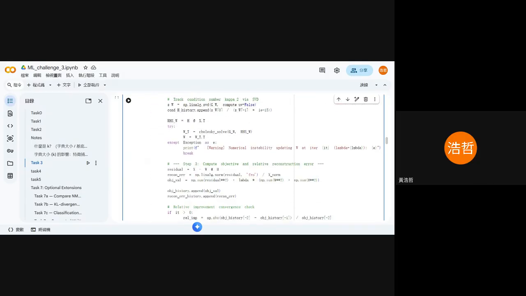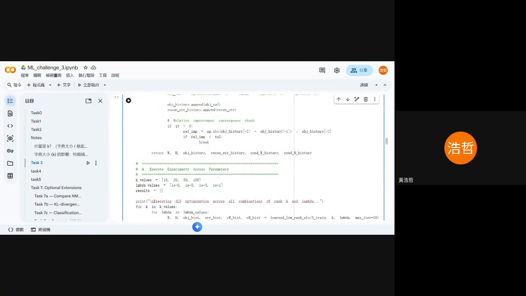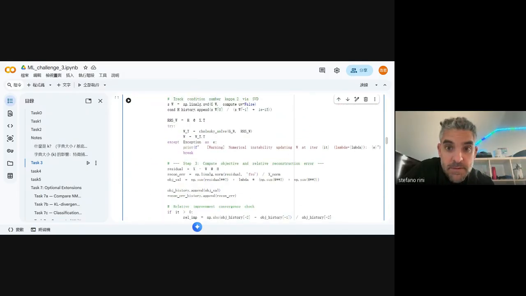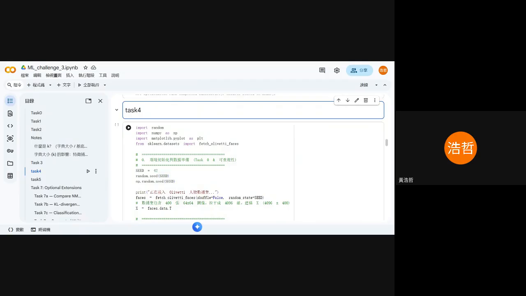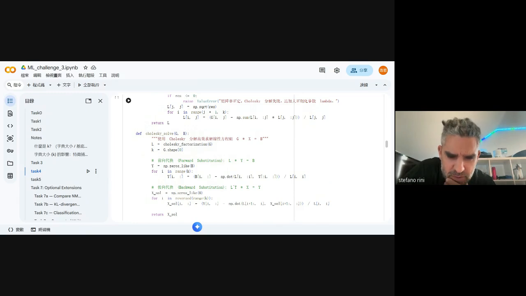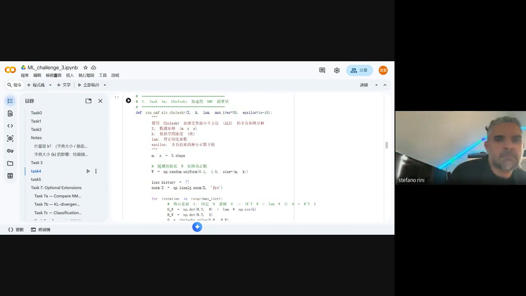Wait, let me check it. I think it's not here. Task 4, task 4. Keep going down. Is it there? Olivetti faces goes down. Cholesky factorization, okay. Cholesky solve. Okay, let me see this one here.